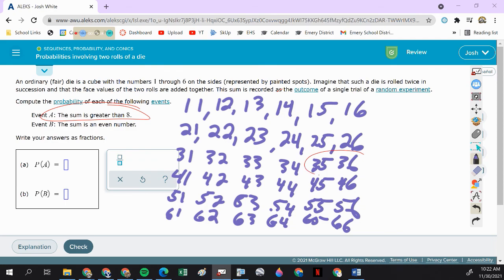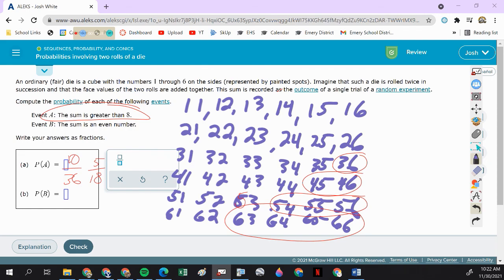So any number that adds together to be greater than 8. So, oh, I missed this one, those 2, those 3. Wait. Oh, that's a 5. Okay, and then those. So 4, 5, 6, 7, 8, 9, 10. So the probability of getting a sum greater than 8 would be 10 out of 36, which is 5/18.